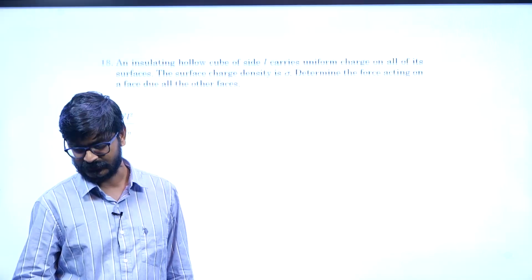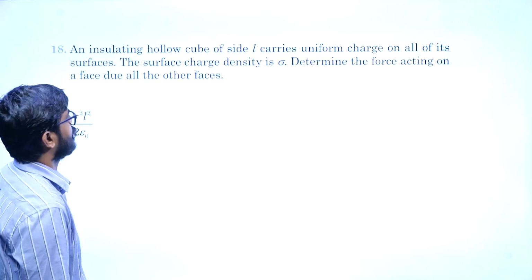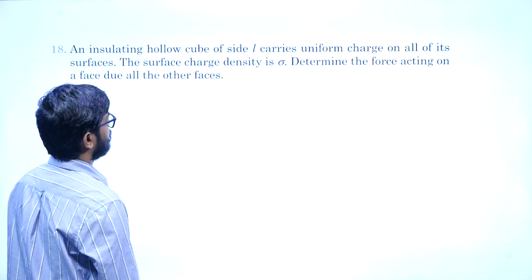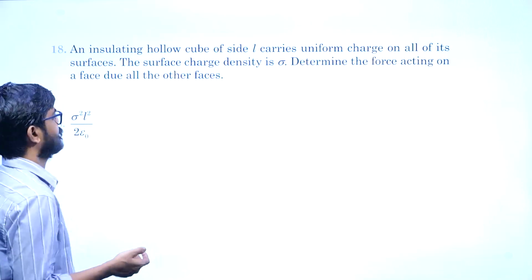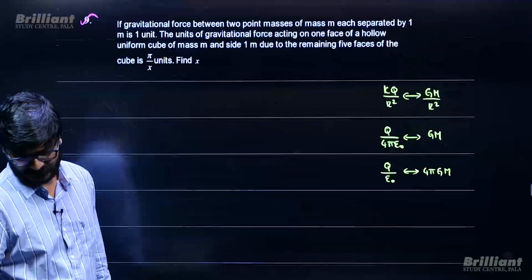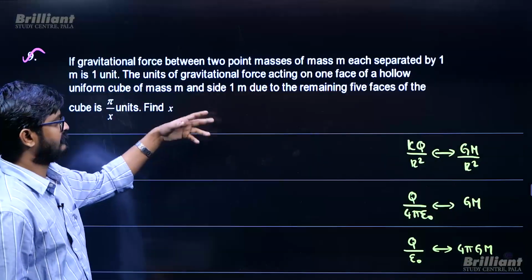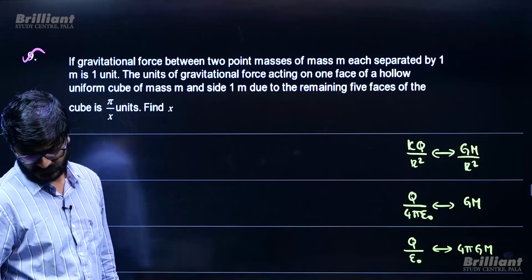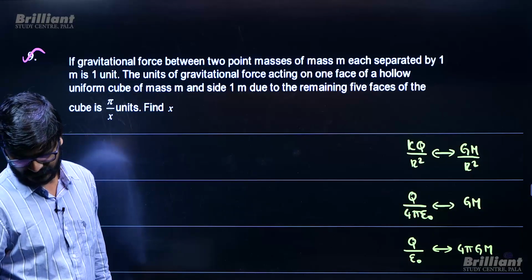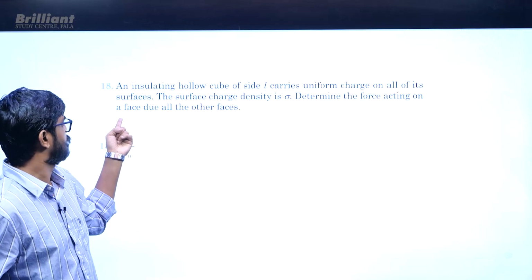I will be discussing this question. An insulating hollow cube of side L carries uniform charge on all of its surfaces. The surface charge density is sigma. Determine the force acting on a face due to the other surfaces. It's the same question here if you see. Hollow cube, force due to the remaining 5 faces, force on one face due to the remaining 5, it's the same thing. Force on a face due to all the other faces.